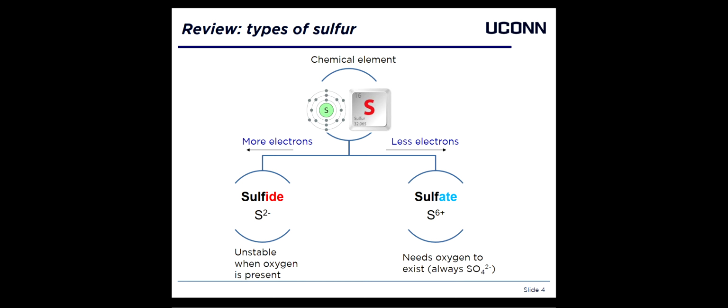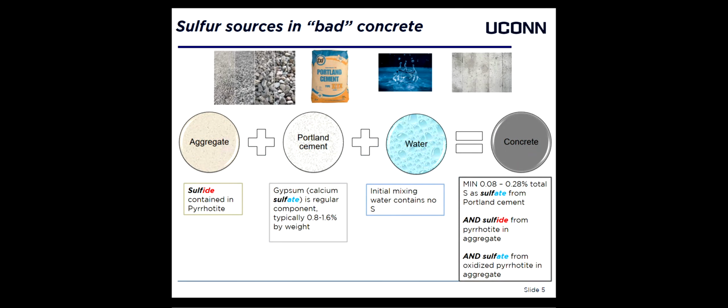To further discuss our method, let's review the fundamentals of sulfur chemistry, as presented in our Intro to Homeowners video. There are 2 forms of sulfur in concrete, sulfide and sulfate. Sulfide reacts with oxygen when that is present to form sulfate. In concrete, sulfide may be present in the form of pyrrhotite in the aggregate.